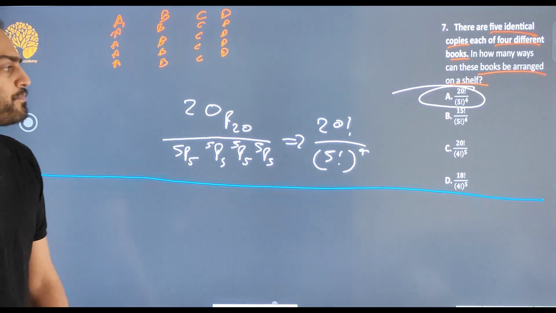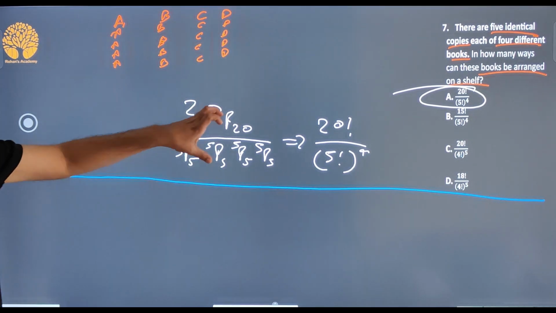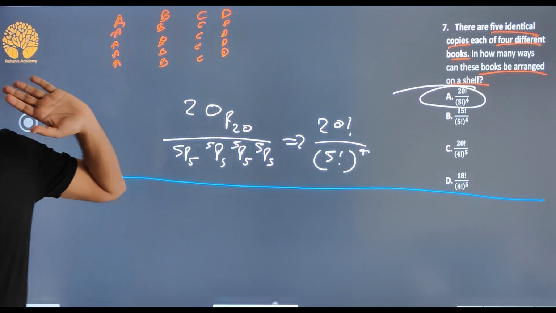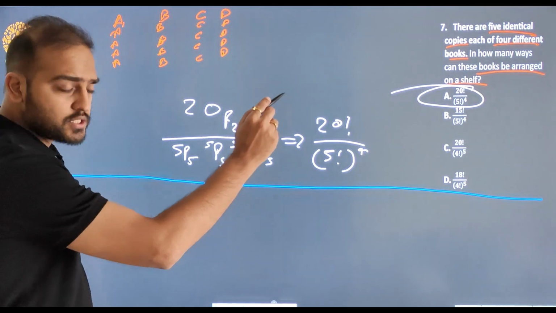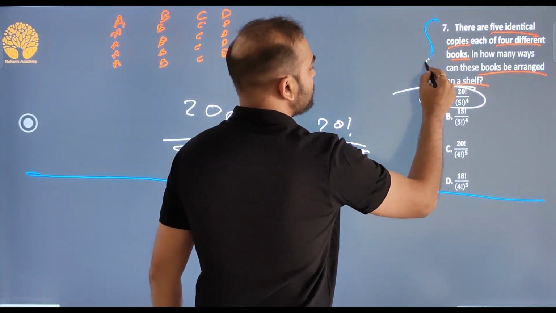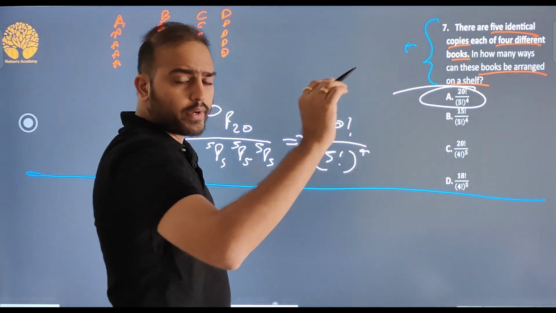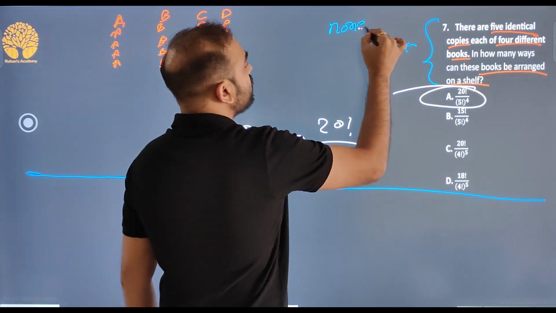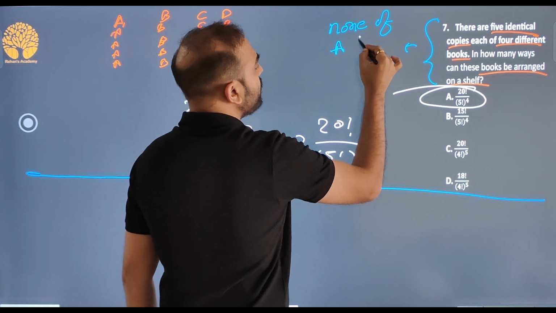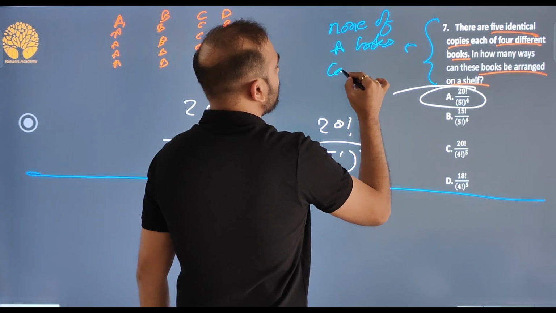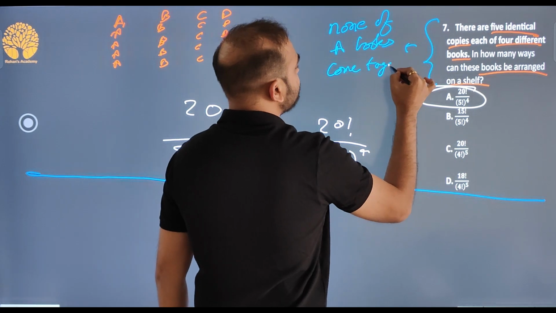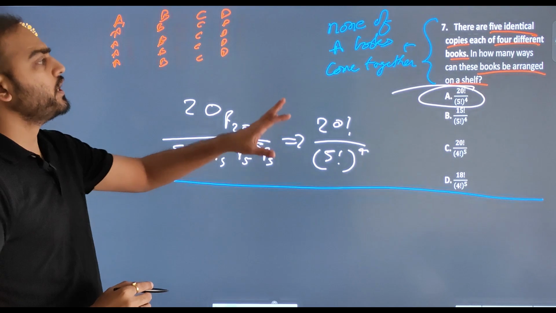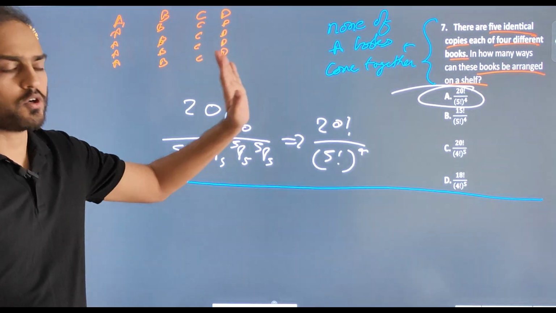Now guys, here itself let's see a different case. When I say none of the A books can come together. It's the same question, but now we have to arrange 20 books in 20 places on the shelf, that's okay, but none of the A books come together. None of the A books, or no two A books, whatever you want to call it.